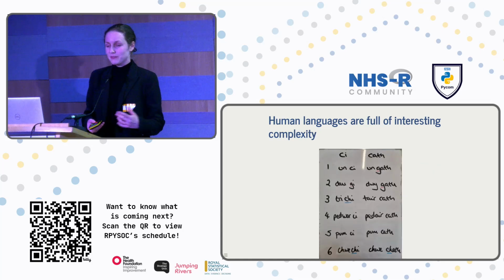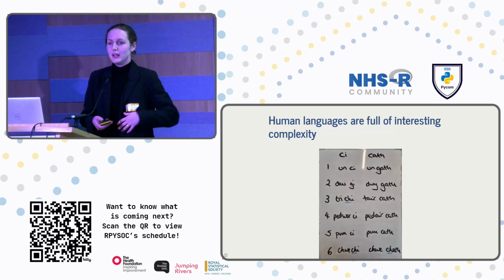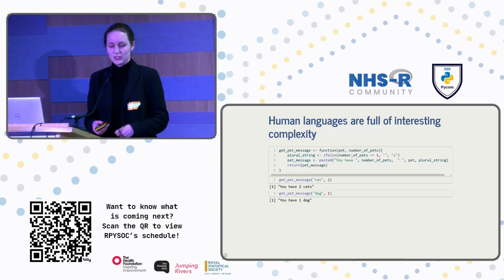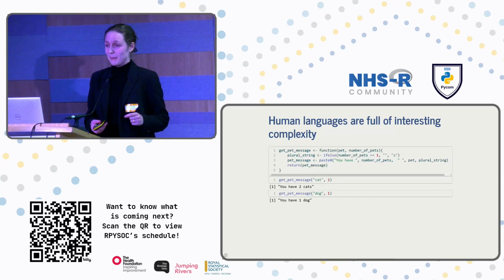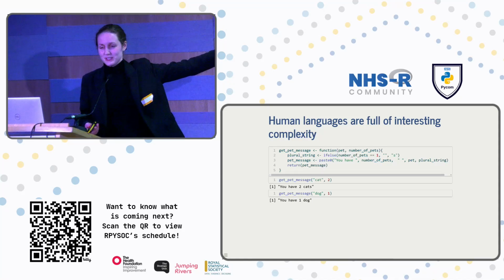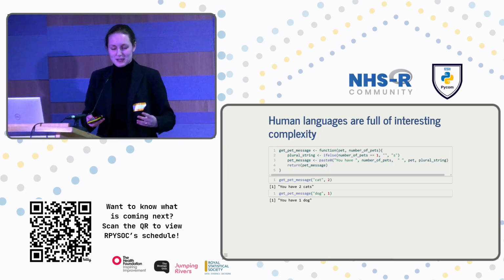And this is a well-known problem. And for some of the tools I'm going to talk about, people have thought about the pluralization challenge. It's actually not so simple even in English, because if you have a pet goose or a pet mouse, this function isn't very good. Human languages are full of interesting complexity.